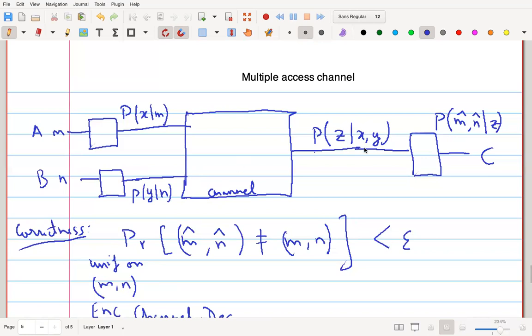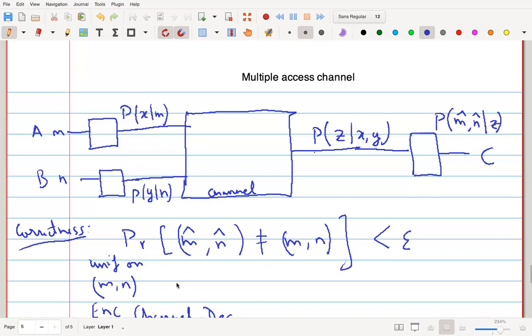The channel does its work. So for the input symbol pair X, Y, it outputs the probability distribution on the output symbols Z. Then here is a decoder, which is a private coin algorithm. For every output symbol Z, it produces a probability distribution over the guessed message pair M hat, N hat. And we require that the probability that the guessed message pair M hat, N hat is not equal to M, N, so this means that either of the coordinates are not equal, should be less than epsilon.